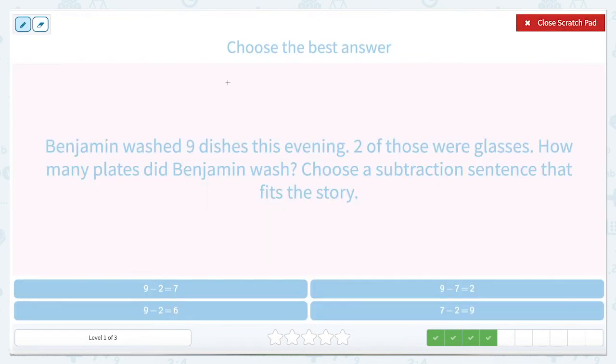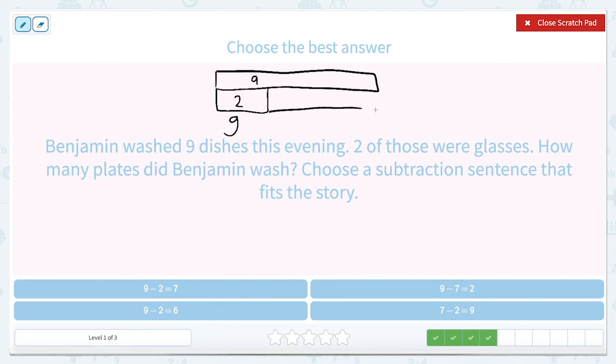So let's use that scratch pad. And let's think about it this way, that Benjamin had 9 dishes. So 9 dishes. 2 of those were glasses. So I'm going to put a G here because 2 of them were glasses. Well, that means that the rest of the dishes that Benjamin washed were plates. So I'm going to put a P under here for plates.